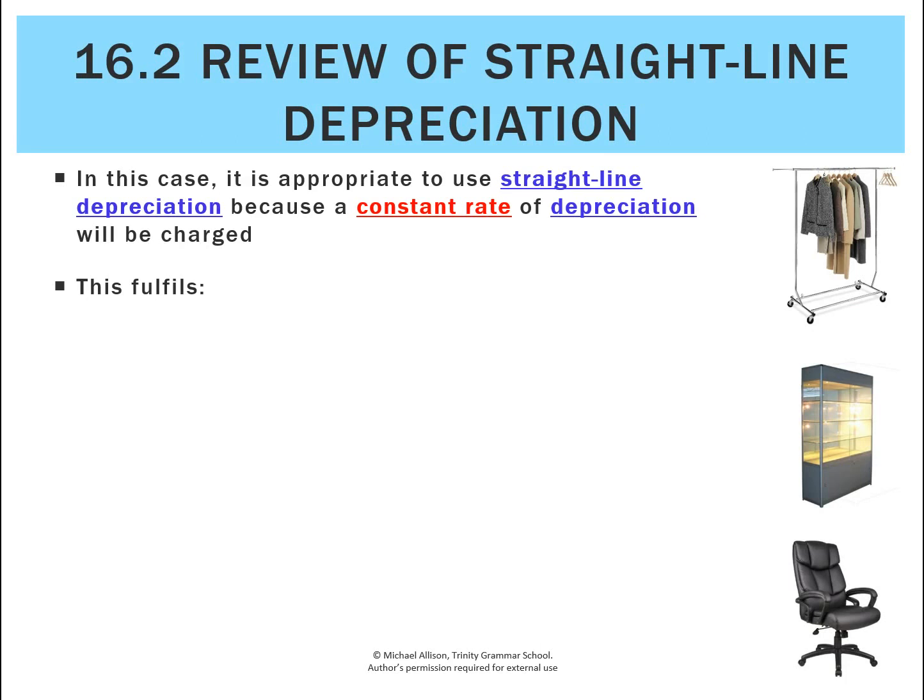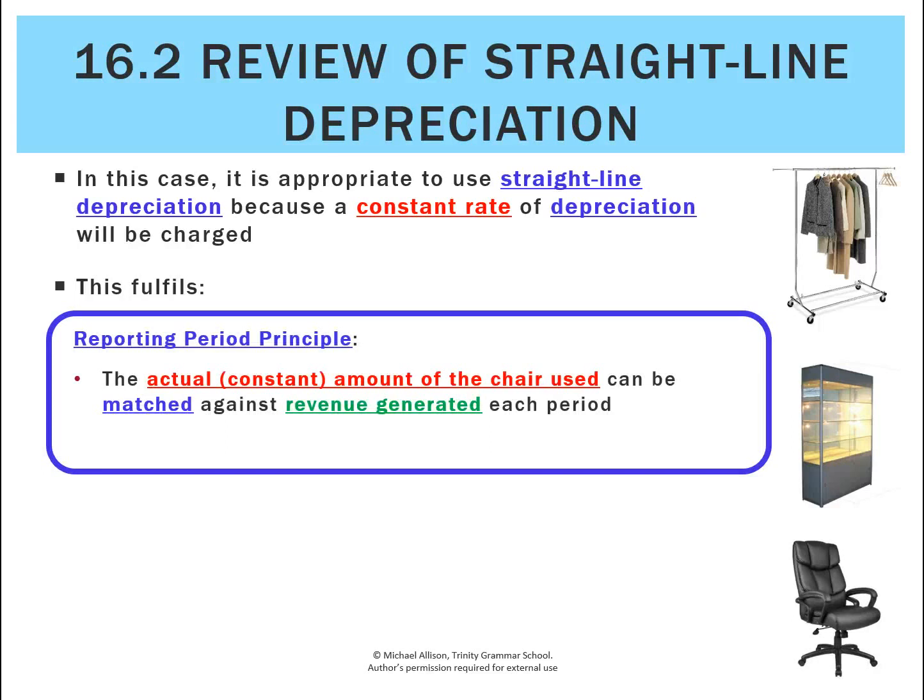Straight line depreciation, and why we're charging it for things like shop fittings, display equipment, furniture and so on, is because it's all about the theory. The theory says, reporting period, match revenues with the expenses for that period. Well, if a piece of shop fitting or display equipment is going to be used the same amount every year, it makes sense to charge the same amount of depreciation every year. So we charge the exact same every period.